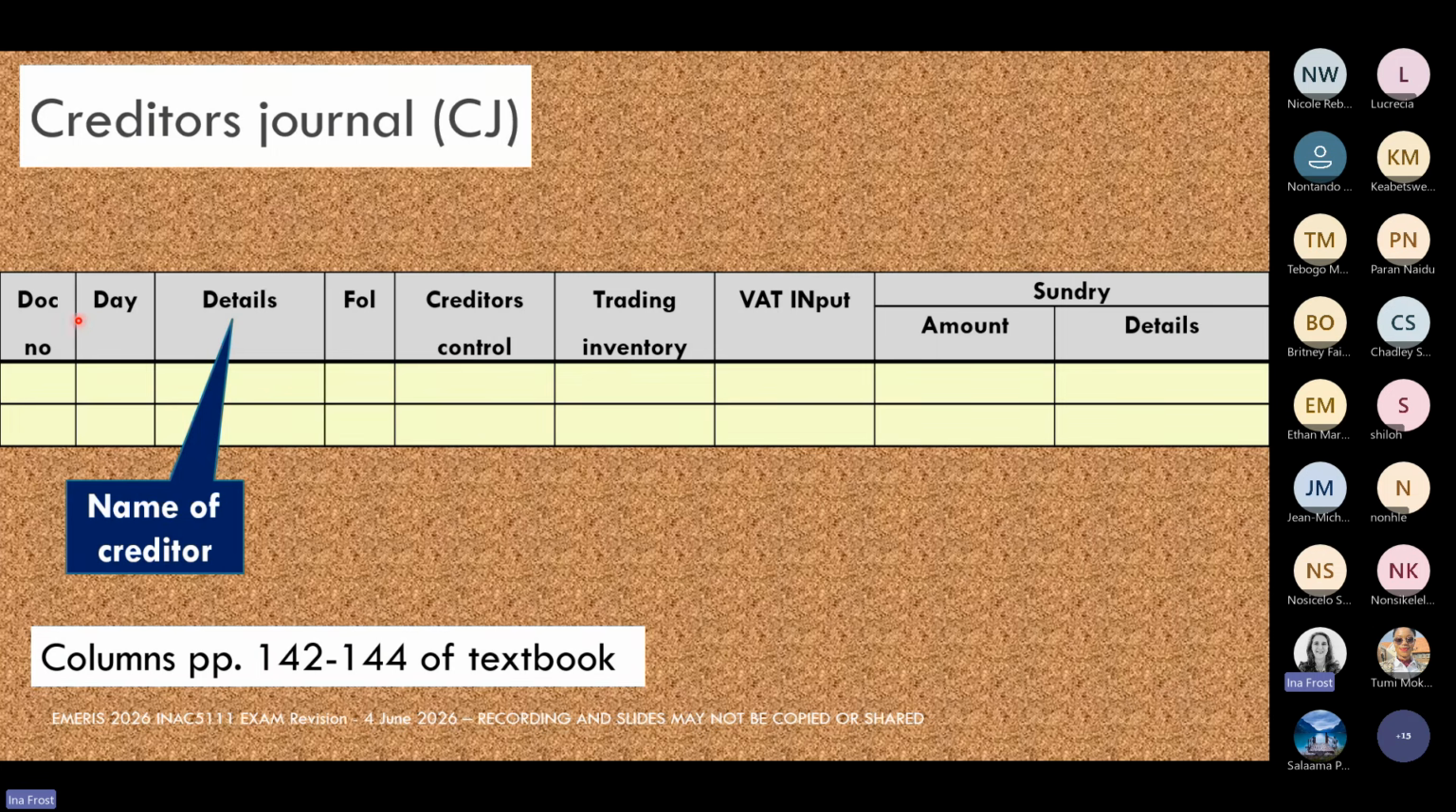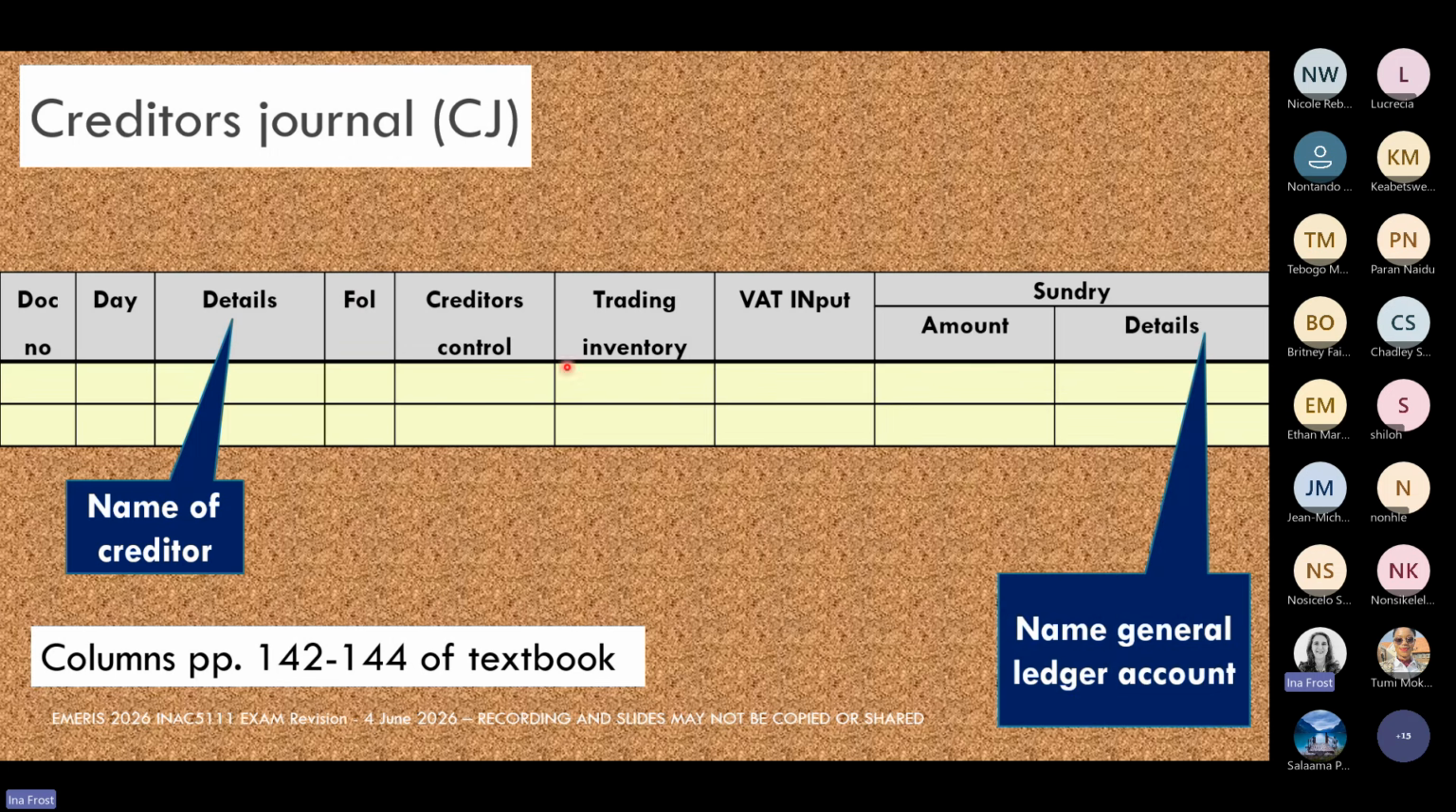So besides putting in the document number and the day of the transaction, the next thing we're going to write down is the details. And what kind of details am I looking for in this first column? I'm looking for the specific name of the creditor. So I'm looking for the name either of the business or of the person that is the creditor. The folio column here, this one we normally ignore when we prepare our creditor's journal.